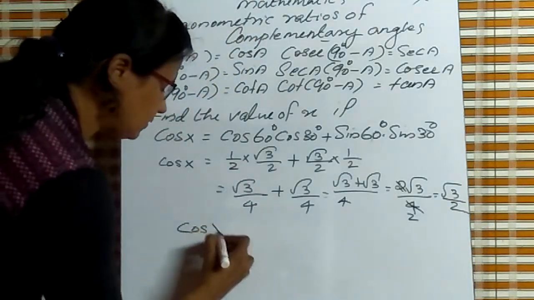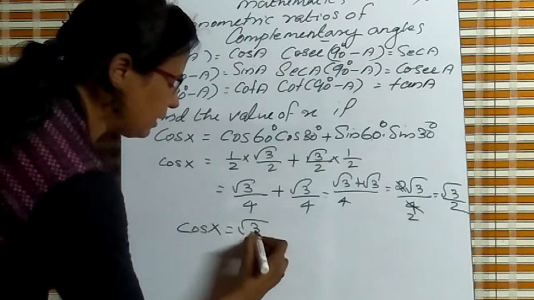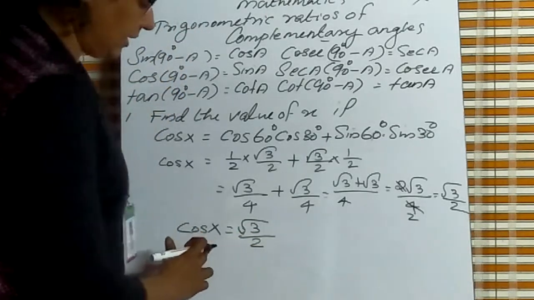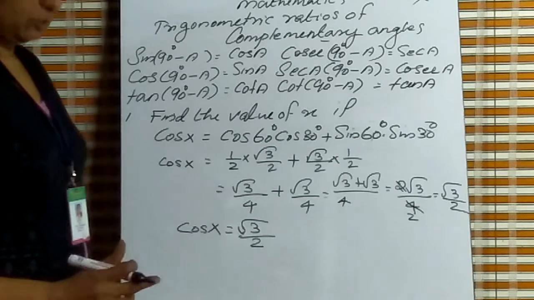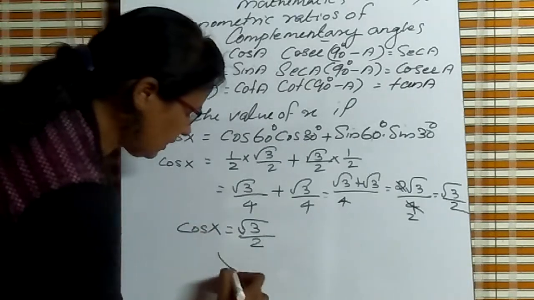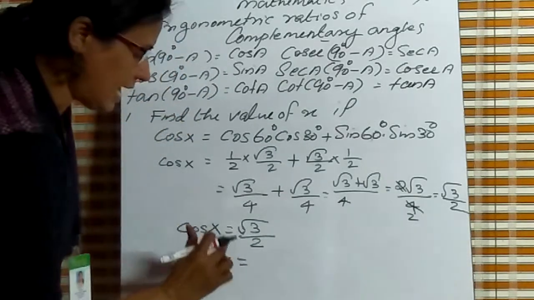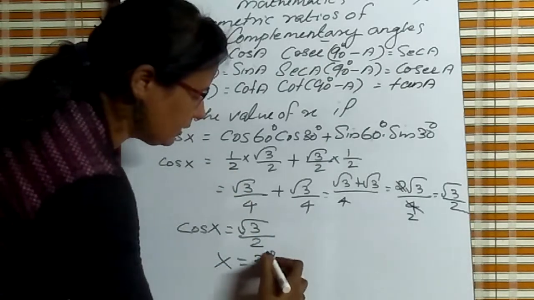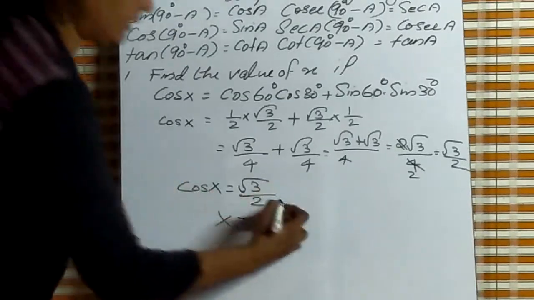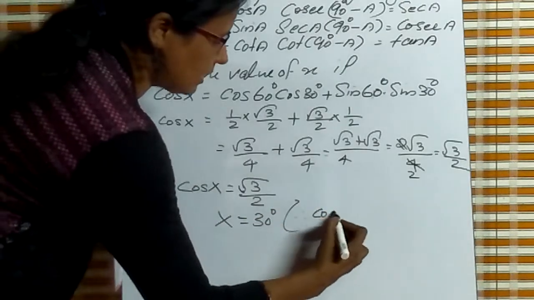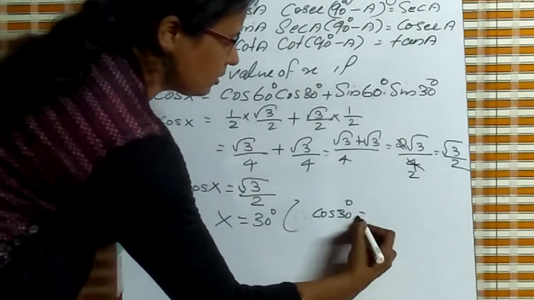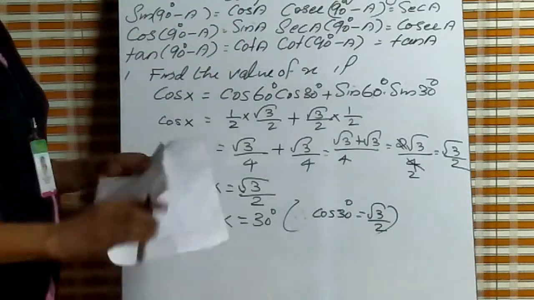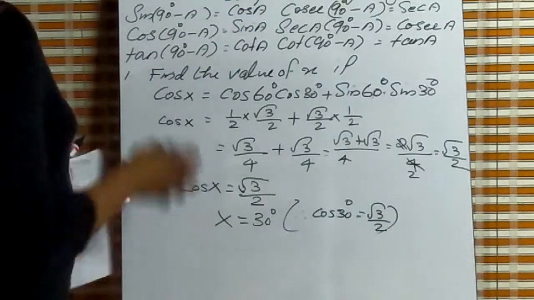So cos x is equal to root 3 by 2. Which angle has cos equal to root 3 by 2? Cos 30°, therefore x is equal to 30 degrees, since cos 30° is equal to root 3 by 2. So the value of x is 30 degrees. Second question.